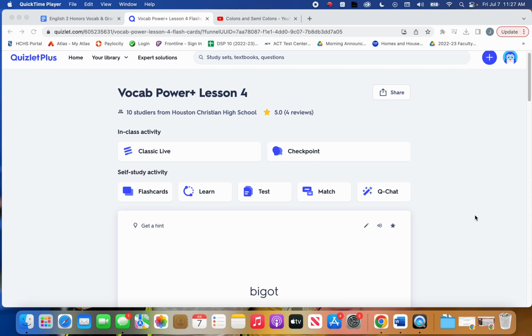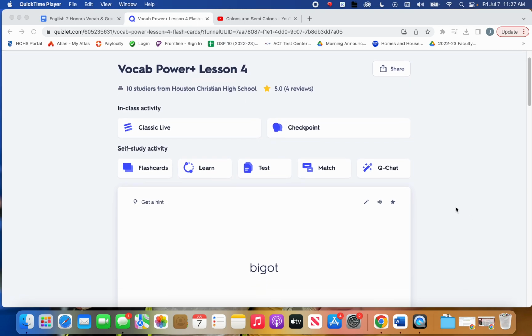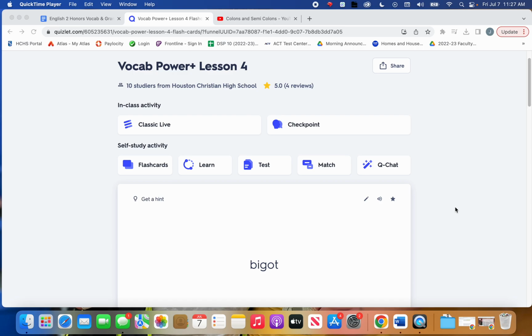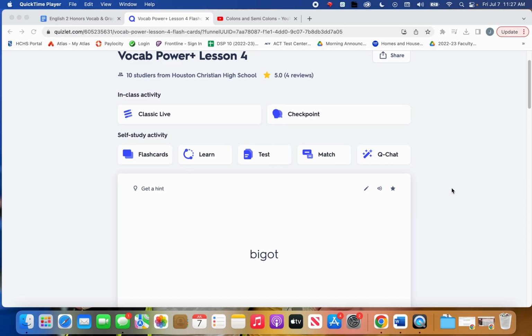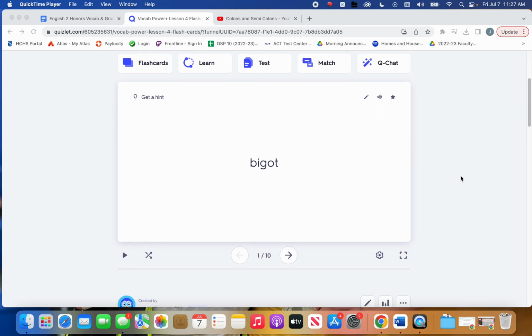Hey everybody, we are here for lesson 4 of vocab and grammar. Hopefully you don't need the reminder again, but you should have a notebook out. You should be actively taking notes on this information, including parts of speech and pronunciation for these vocab words.